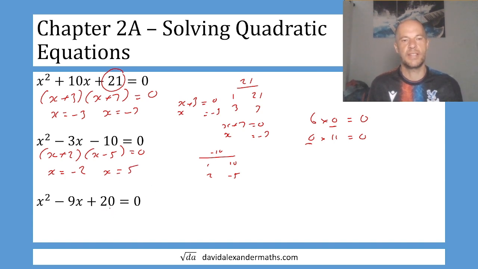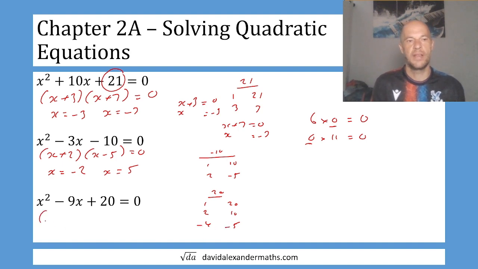Okay, so here we're looking for factors of 20 that give us minus 9. Factors of 20: 1 and 20, 2 and 10, 4 and 5. To get a positive number, the signs must both be positive or both negative. Here they must be both negative, because that's the only way I'll get minus 9x, and to get negative 9 is minus 4 minus 5. So in brackets that's (x - 4)(x - 5) = 0, and since these factors equal 0, one solution of x is 4 and another solution is positive 5.